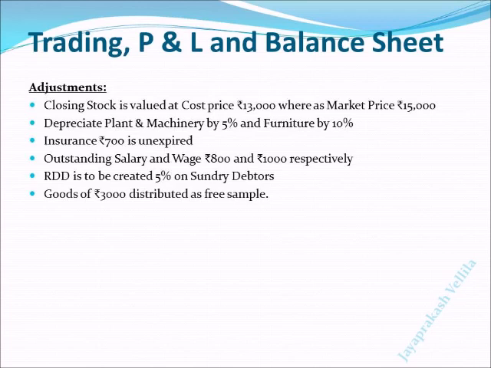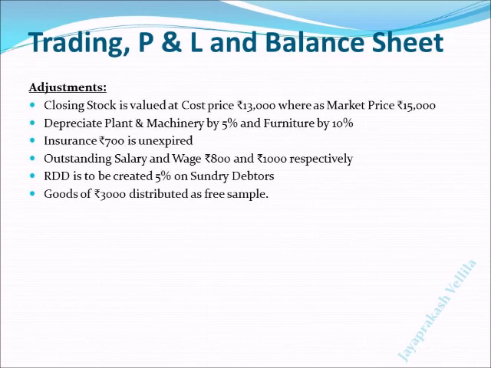Also given that RDD is to be created 5% on sundry debtors. RDD is the security deposit given to the bank for sundry debtors. It is an expense. RDD for creditors is an income. RDD for debtors is an expense. So here RDD created 5% is an expense. These are the new terms in this question.